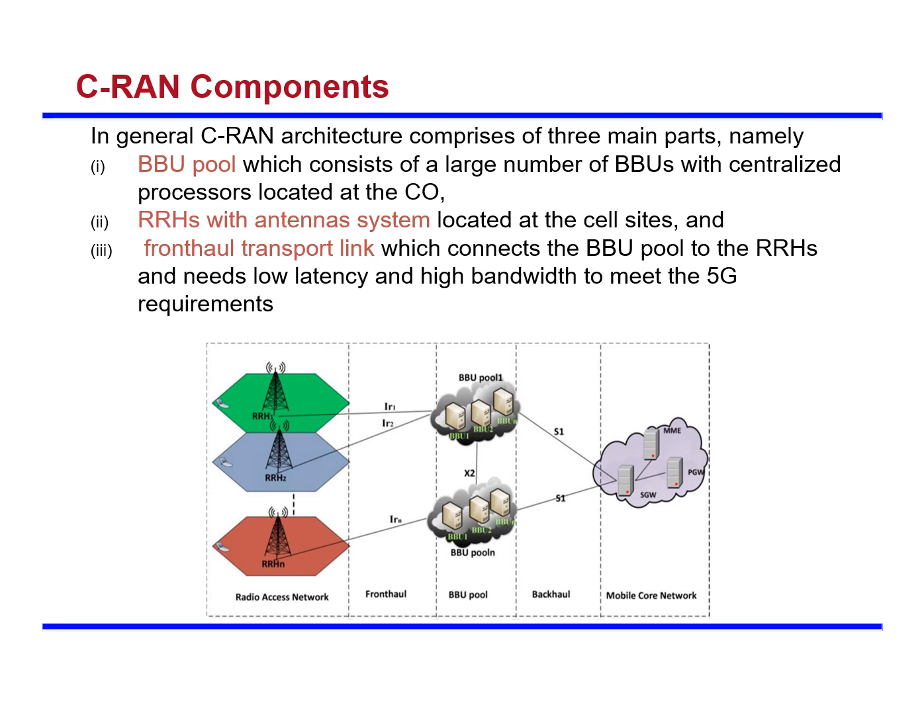CRAN components. In general, CRAN architecture comprises three main parts, namely BBU pool, which consists of a large number of BBUs with centralized processors located at the CO; RRHs with antenna system located at the cell sites; and fronthaul transport link which connects the BBU pool to the RRHs and needs low latency and high bandwidth to meet the 5G requirements.